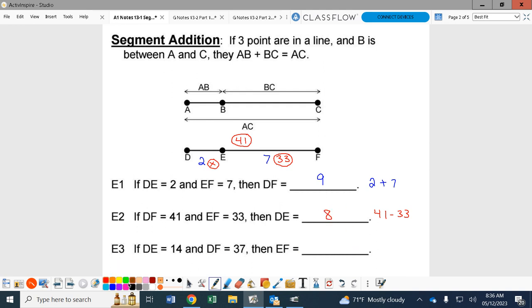The last one, I'll switch colors again. Let's do hot pink. So this is going to say DE right here is 14. Again, I would put a box around it if you're doing it with pencils so you can tell the difference between them. And then it says that DF, the entire thing, is 37. What would you do with these numbers to find this unknown right here of EF? Subtract, because a part plus a part equals a whole. You've already got the whole, so to work backwards, you would need to subtract. So it's going to be 37 minus that 14, which is going to leave us 23. There you go.